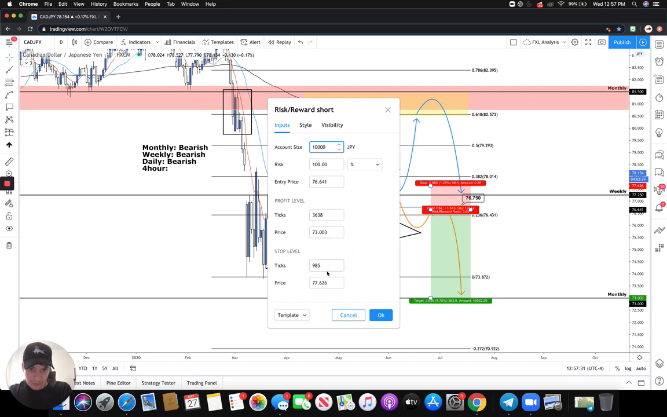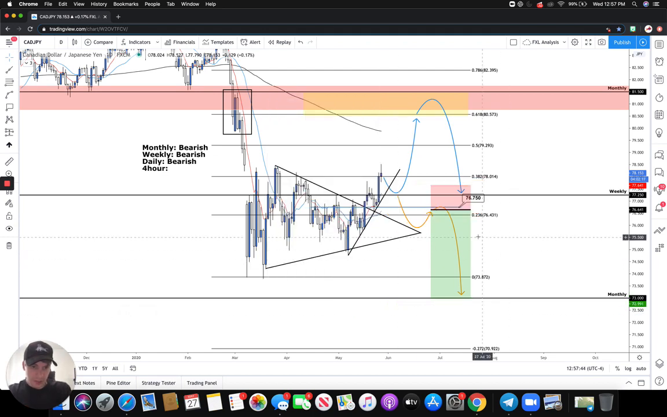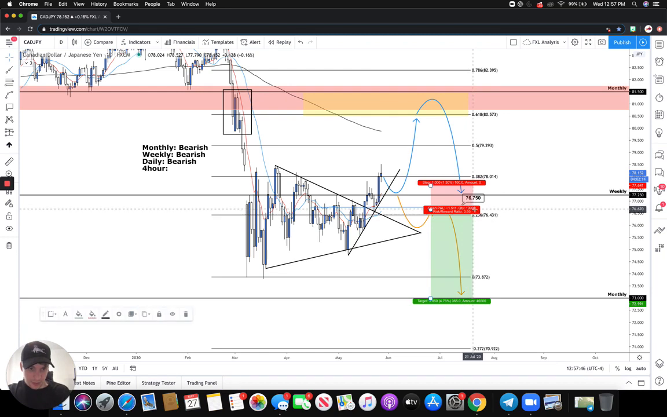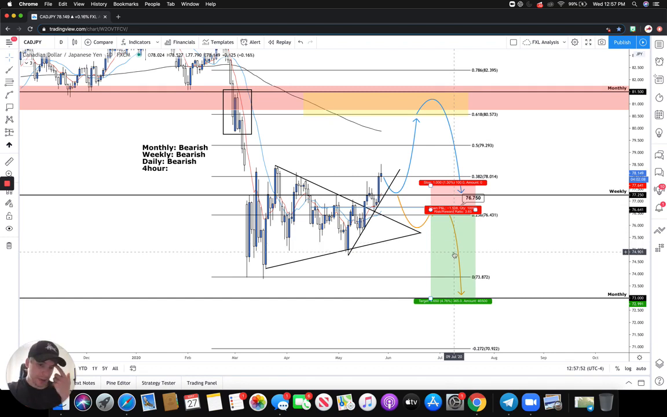Where's our stop? We want this to be 100. Good. So what is this down here? This is going to be 365. 365 pips. Pretty clean. All right, so then there it is. 3.65 risk reward. 100 pip stop loss for a 360 pip potential gain. So looking pretty good. This would be a really good trade if we saw it break lower.